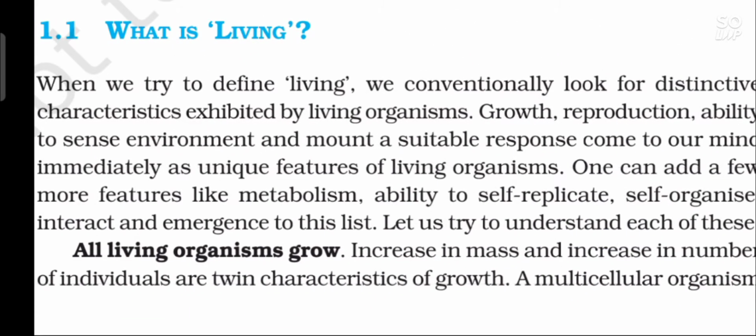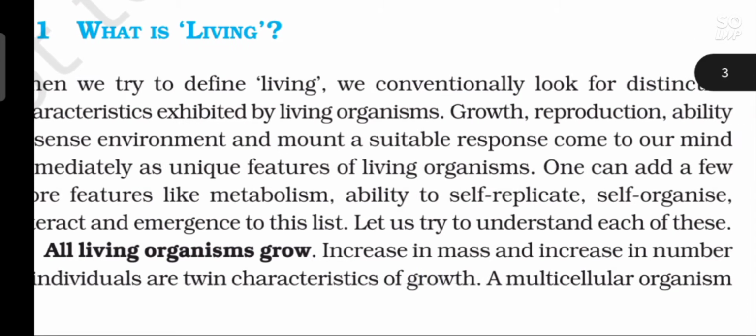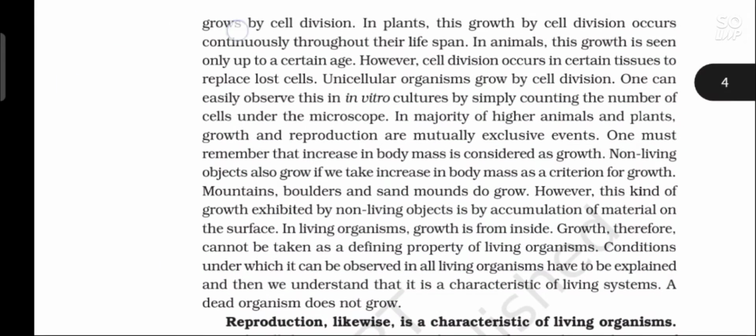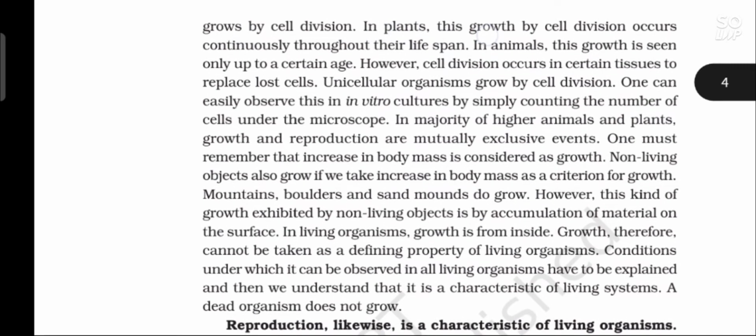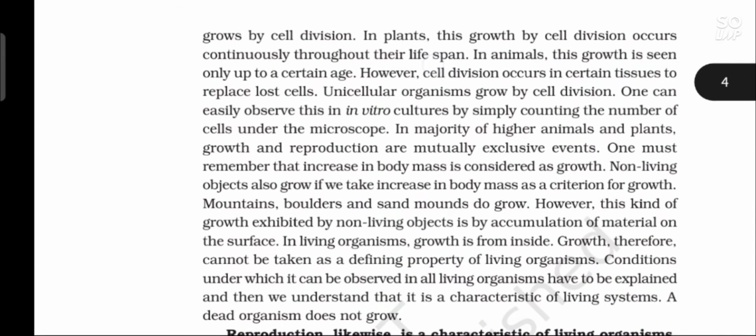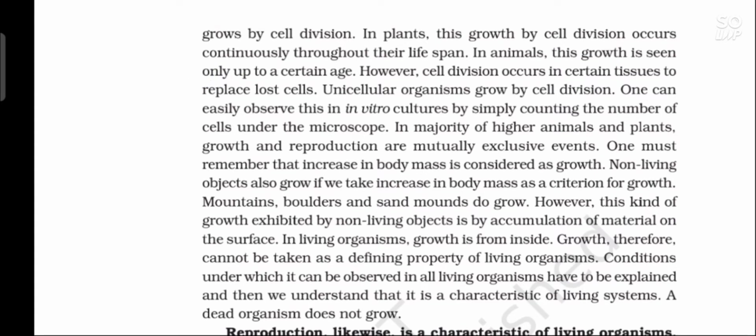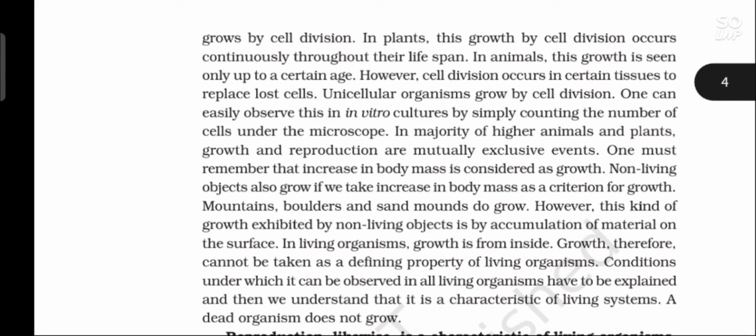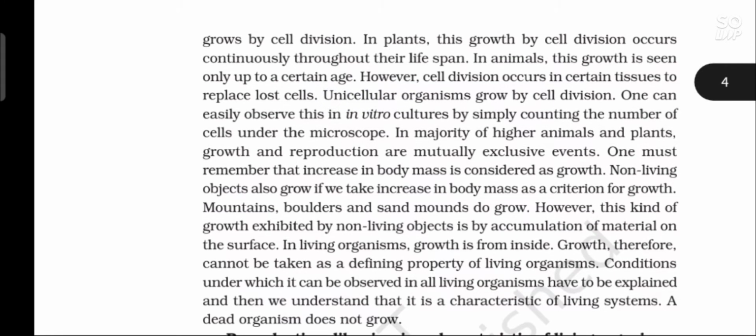All living organisms grow: increase in mass and increase in number of individuals are twin characteristics of growth. A multicellular organism grows by cell division. In plants, this growth by cell division occurs continuously throughout their lifespan. In animals, this growth is seen only up to a certain age. However, cell division occurs in certain tissues to replace lost cells. Unicellular organisms grow by cell division.